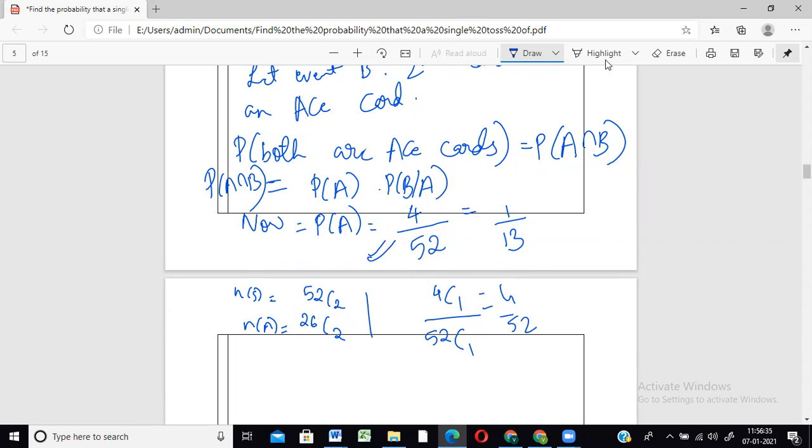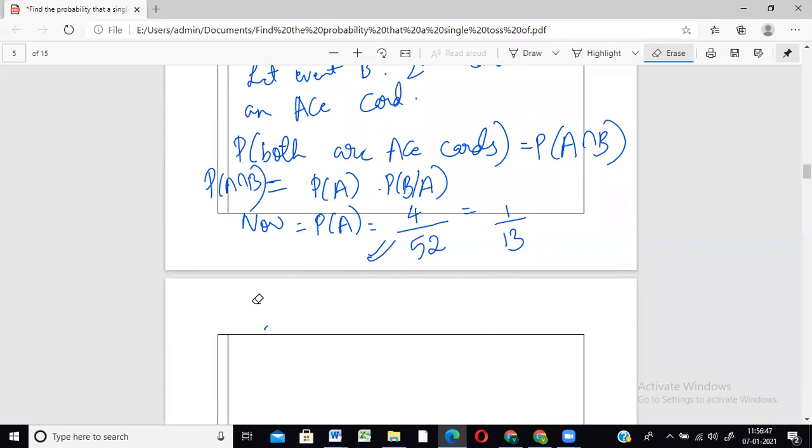As I said, everything is a continued video. You have to go through everything, only then will you understand. If you skip, then it will be a problem. So the detailed explanation of 4 by 52, everything we have covered in the previous lesson, on permutation and combination. So this is 1 by 13.